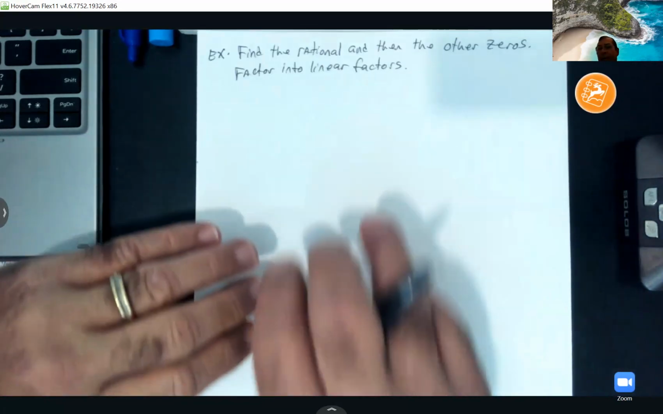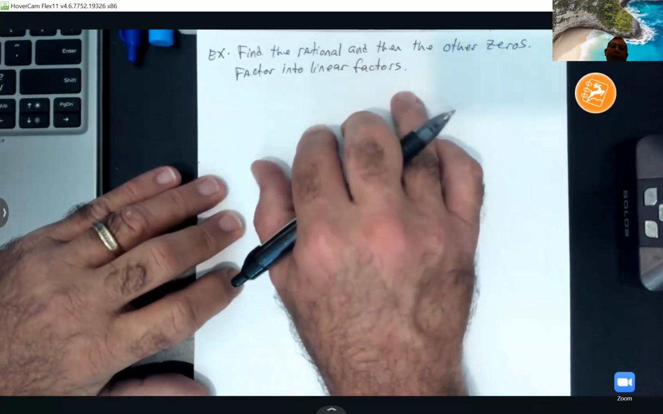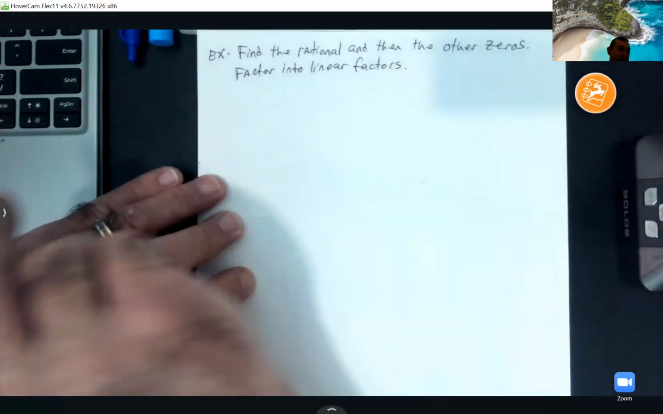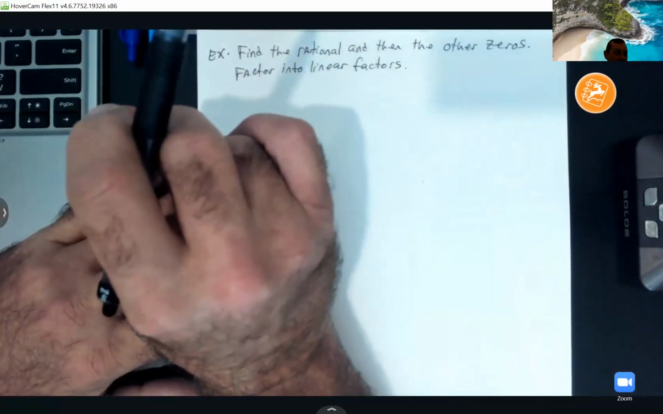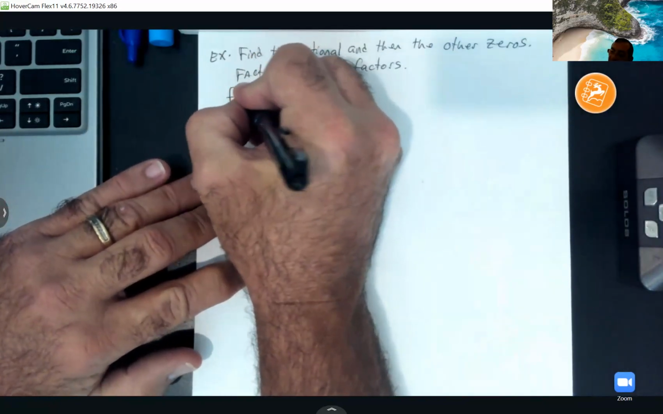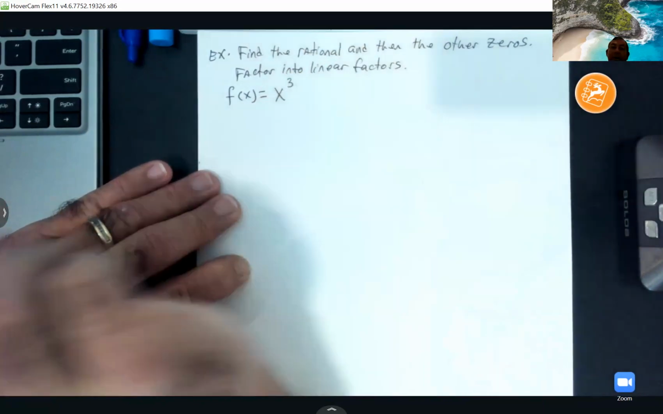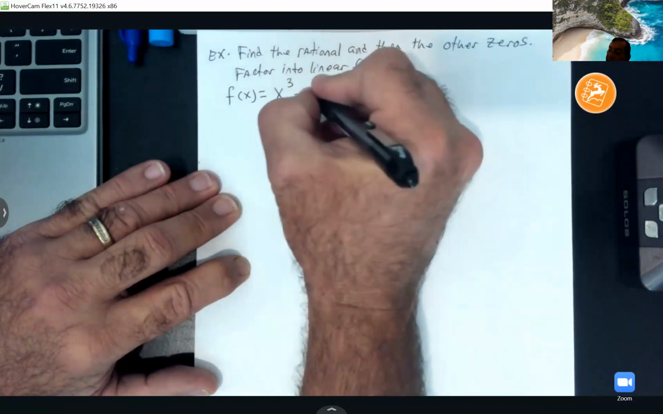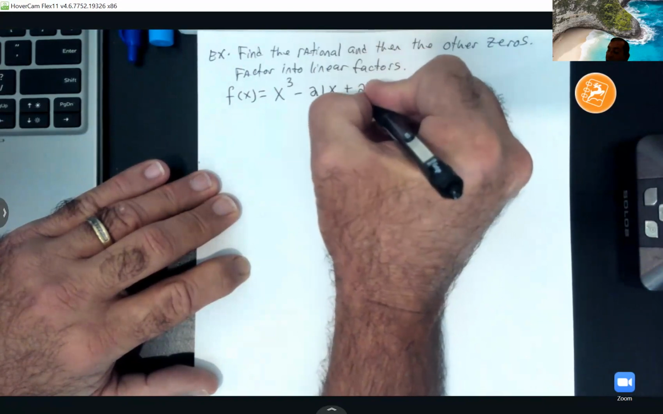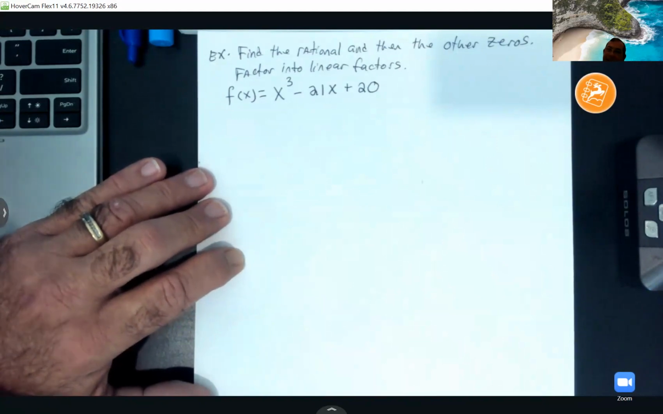Now, on the one we gave y'all in the problems, you're only going to have 3 rational zeros. There won't be any of these other ones, okay? So y'all shouldn't get i's on this one or radicals. So we're going to have f of x equals x to the 3rd minus 21x plus 20. Now, y'all, they didn't give me any zeros on this one.